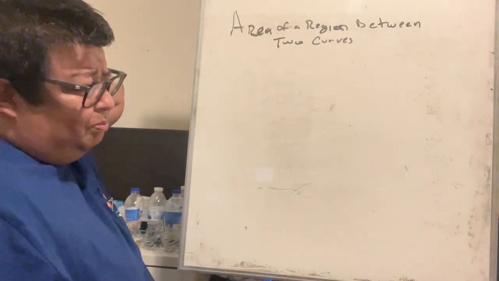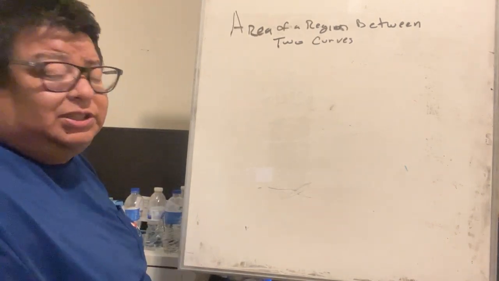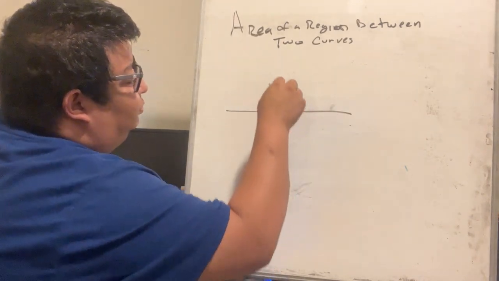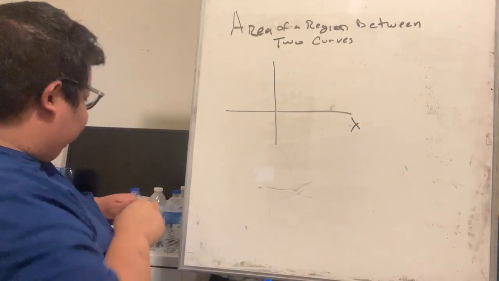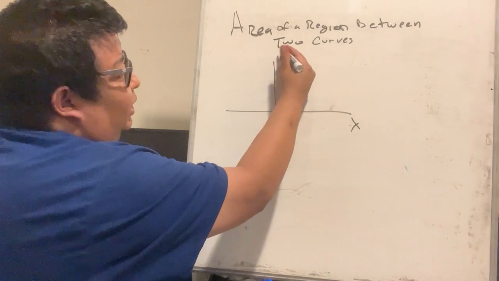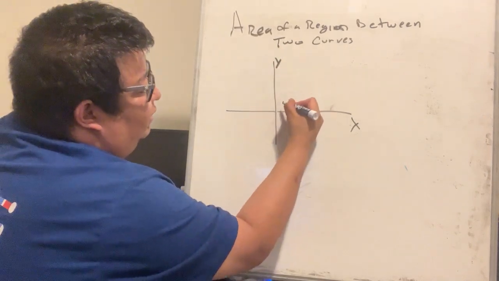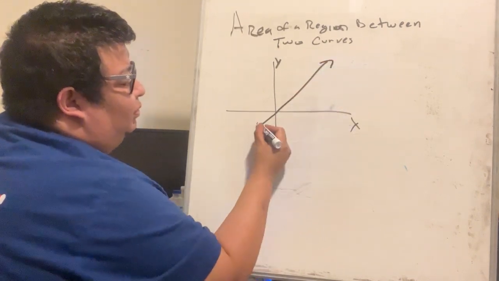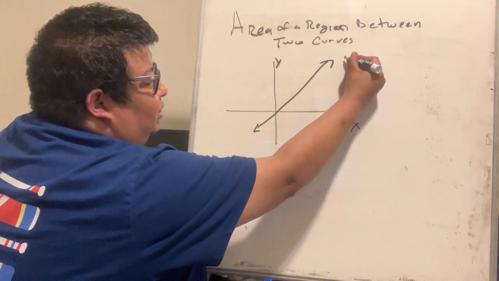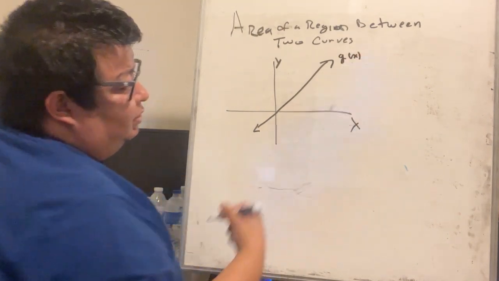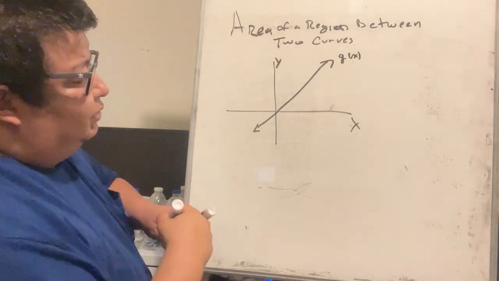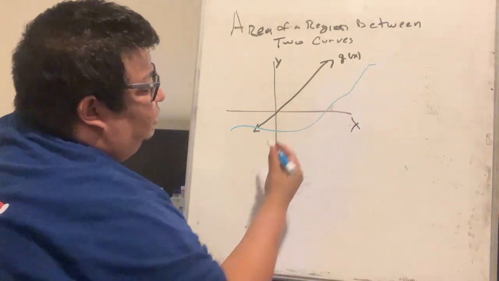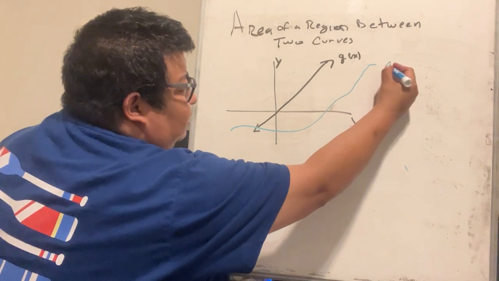Sometimes it would be better to compute a horizontal rectangle. Let me give you one example for that. Let's say you have your x and your y-axis, and then you have a curve that goes like this, and let's say we call this one g of x, and then you have another curve that goes like that, and let's call this one f of x.